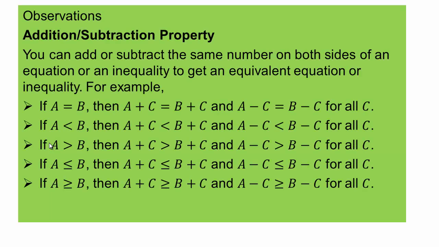So let's write that down formally then. You can add or subtract the same number on both sides of an inequality or an equation and preserve it. So that means if I start with A equaling B, then A plus C equals B plus C, and also A minus C equals B minus C. Similarly, if you have A less than B, then A plus C smaller than B plus C, A minus C smaller than B minus C, and so on.